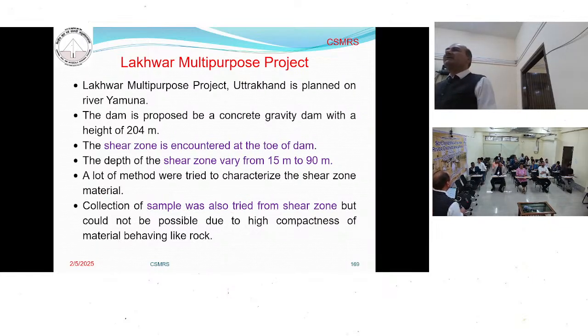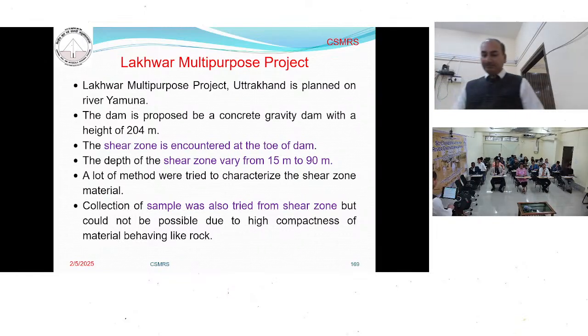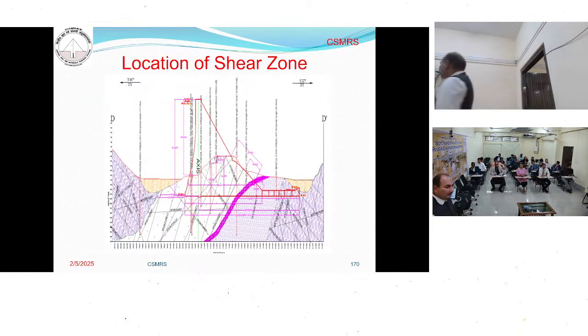The investigation was done quite a long time back. I think it started in 1970. But there is a shear zone with a width of 10 to 15 meters, and it is passing through the toe of the dam. This is my dam structure, and this is my shear zone. Due to this shear zone, there are high deformations.